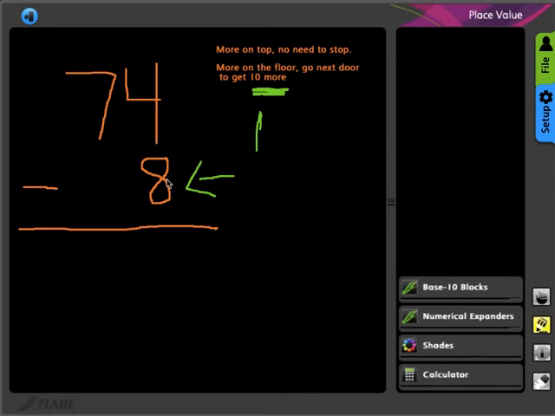So I'm going to show you how to do that. So 4, take away 8. We can't do that. More on the floor, go next door. I'm going next door to my 7, and this is no longer 7 tens. This is turning into 6 tens. And so we're going to borrow that 10, and we're going to bring it over here to the ones. We already have 4. What happens when we bring one more 10 to the 4? What's 10 plus 4? 14, right?